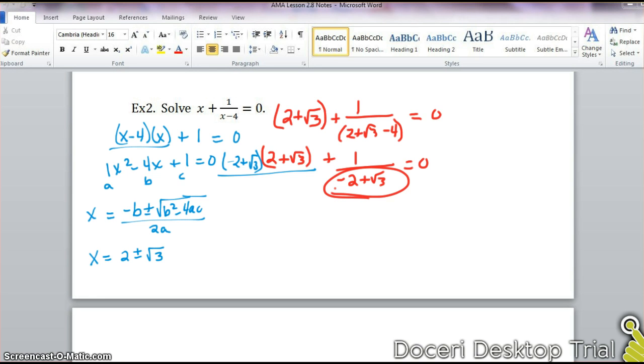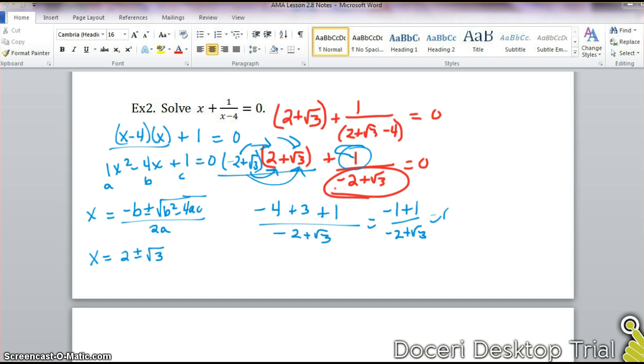When I multiply through using the FOIL method, I'm going to get negative 4. My middle terms will cancel, plus 3, and then I get to add my 1 here. So plus 1 over negative 2 plus square root of 3. Which is negative 1 plus 1, which is 0. So that 2 plus square root of 3 is a solution. It actually works for the original problem.